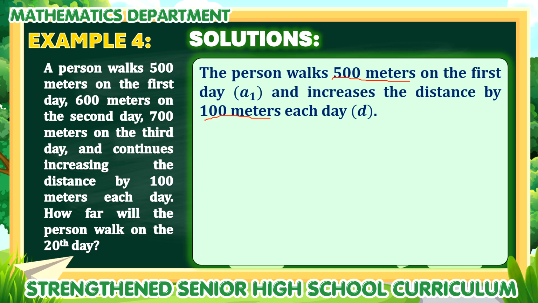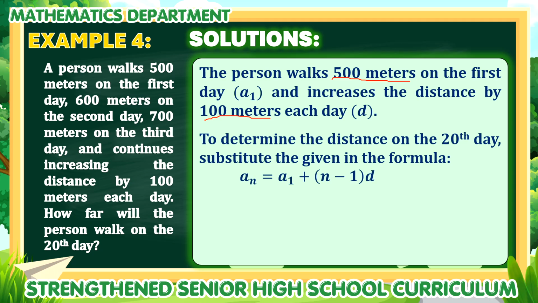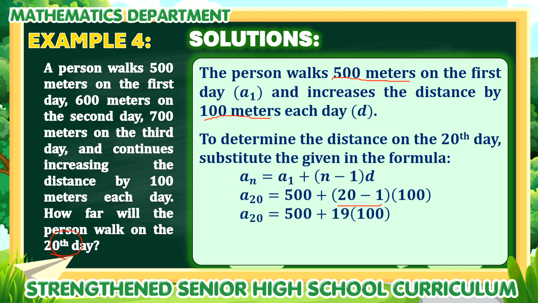Substituting this in our formula, we have a sub n is equal to a sub 1 plus n minus 1 times d. Since we're looking for the 20th day, we are looking for a sub 20, and that is equal to 500 plus 20 minus 1 times 100. Simplifying 20 minus 1 gives us 19, and multiplying 19 and 100 gives us 1,900. Adding 500 to that gives us a total of 2,400. So meaning to say, on the 20th day, that person will walk 2,400 meters.